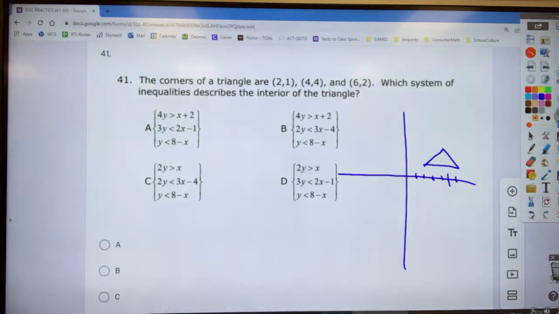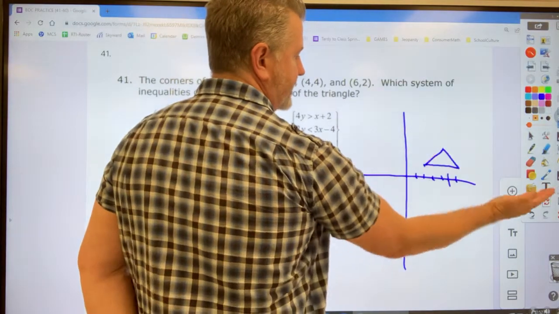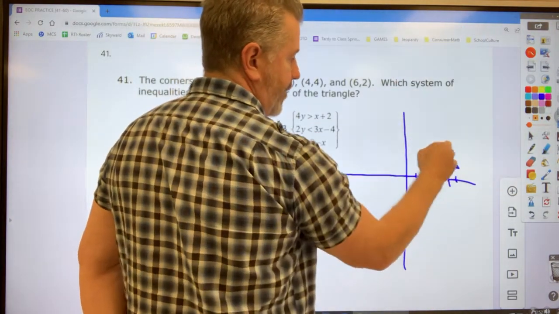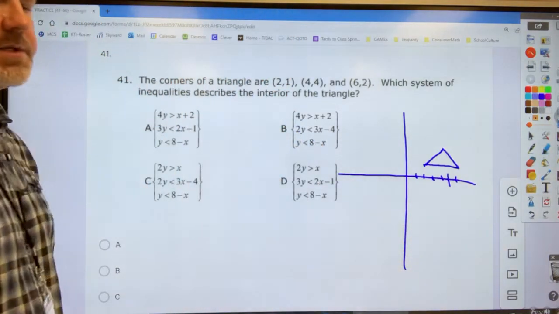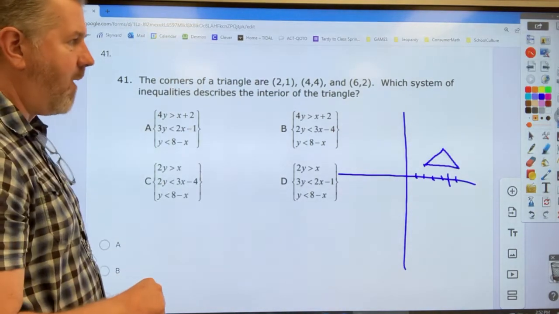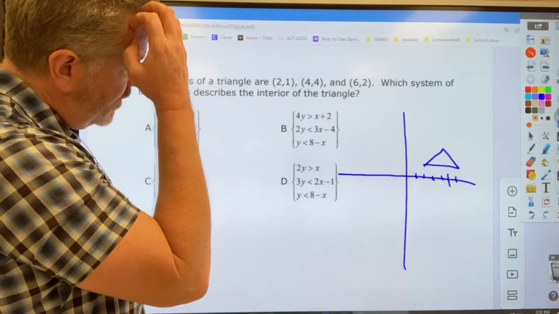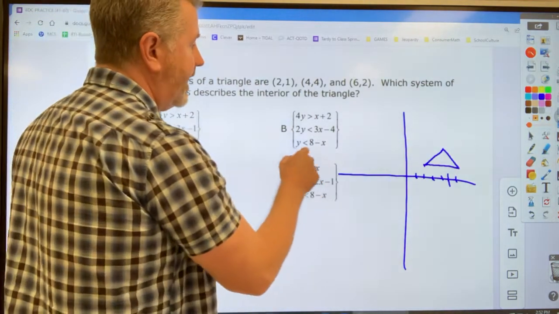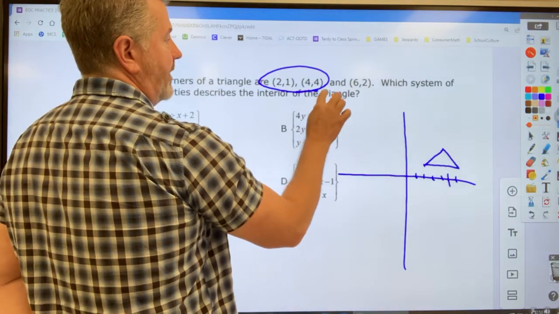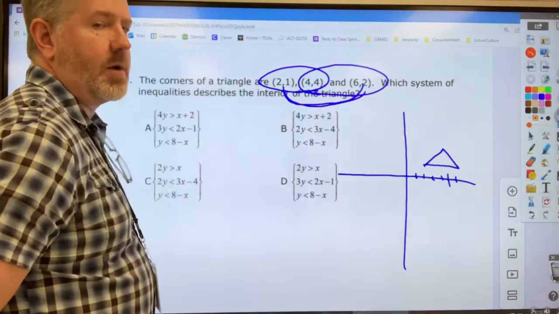It asks which system of inequalities describes the interior. So whatever this line is, less than, whatever this line is, less than, whatever this line is, greater than. That would describe the interior. Basically, it's a system of inequalities. But none of them are in y equals form, and we don't even know which one goes with which line easily. Now we can figure out the line between those two, and the line between those two, and the line between these two. That would take quite a while.